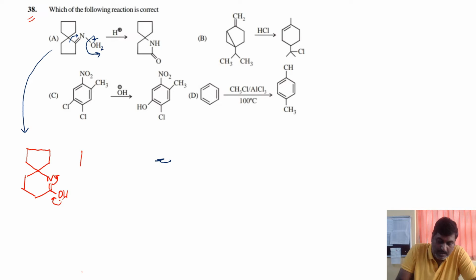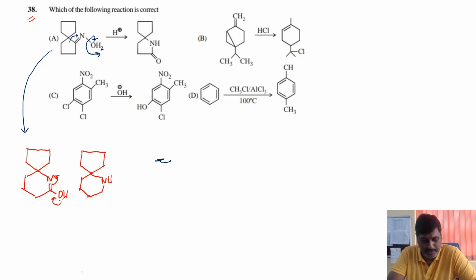So the product will be here the 6 member ring. This one is NH, and this is just the Beckmann's rearrangement, but apparently you will find that one of the carbons is missing in this one, so this one is wrong. Move to option B.